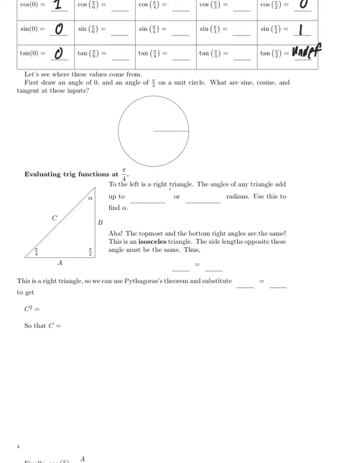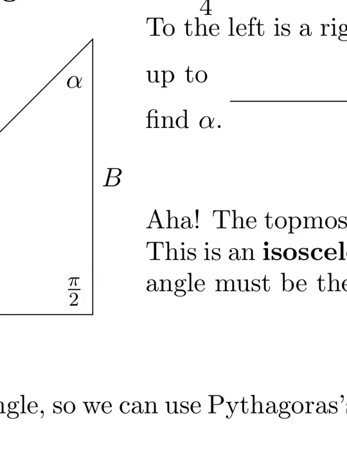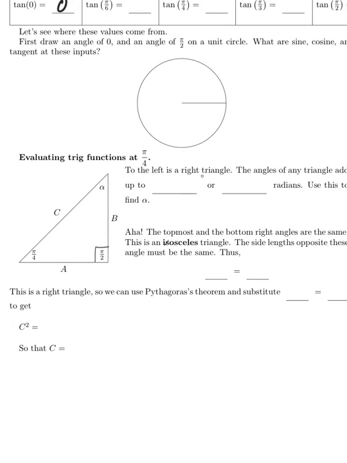Let's do it by studying a triangle. So here's what I'm going to do. I'm going to draw a right triangle whose base is length A, whose height is length B, whose hypotenuse is length C. It's a right triangle, so this angle is pi over 2. Right, that should be a right angle. And I want to understand trig functions right now at pi over 4. So this angle is an angle of pi over 4.